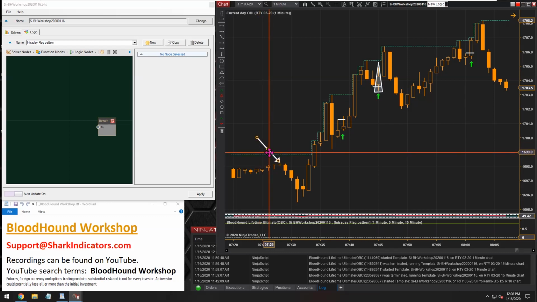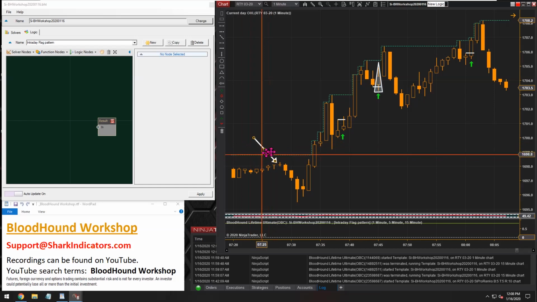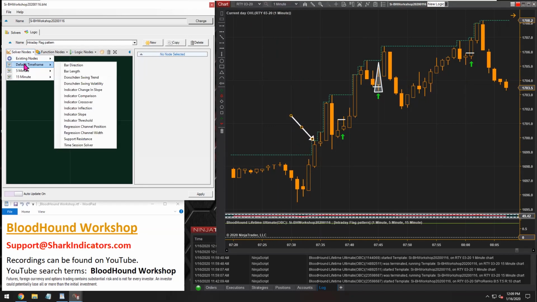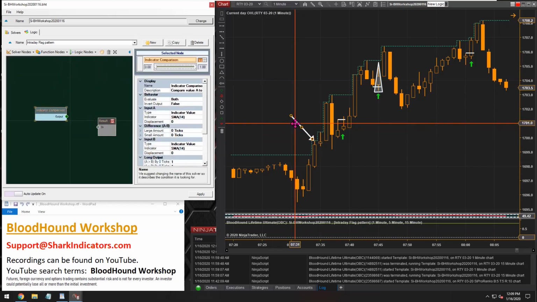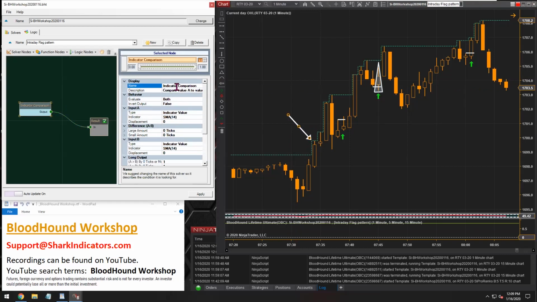Obviously the high of this bar doesn't equal it, so none of these bars have new highs, but when we do, we've got one. Again, all this work is going to be done on the default time frame here. So to do this, we want a comparison, a comparison solver. We're comparing the bar high to the indicator plot. Let's see here. We're looking for a new high or low.